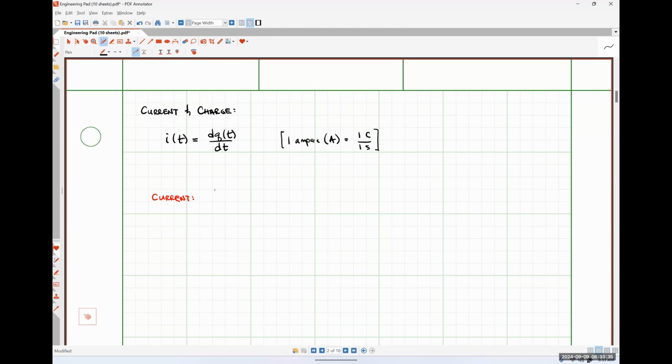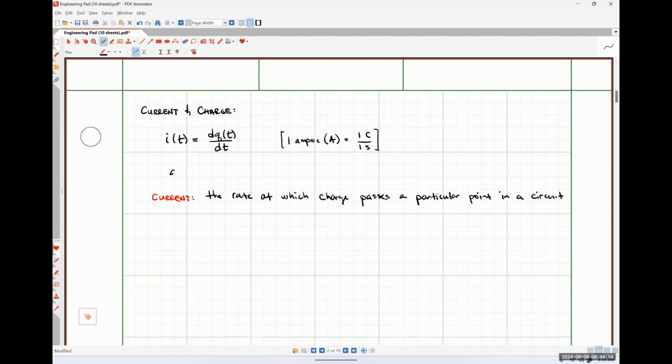So current is simply the rate at which charge passes a particular point in a circuit. Now, we can mathematically rearrange this derivative expression for current to find charge for a known current, okay?